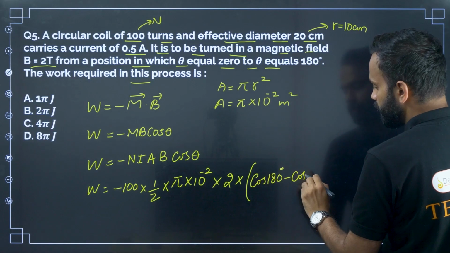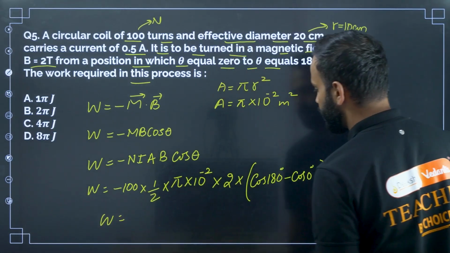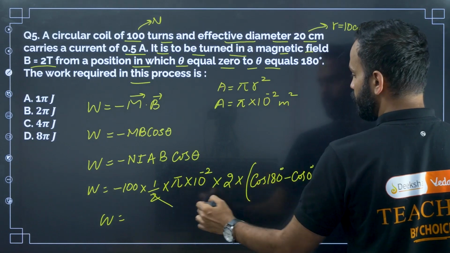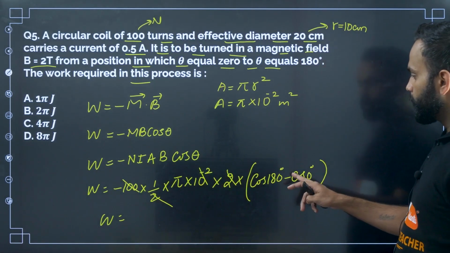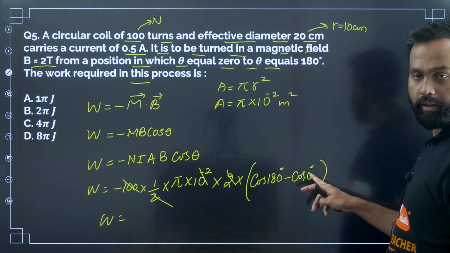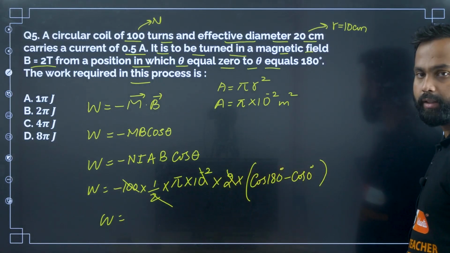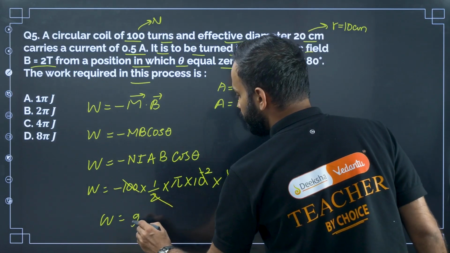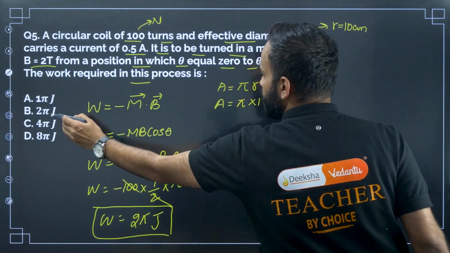minus cos 0 degree. So now W is equal to, here 2 will get cancelled and 10 to the power minus 2, 100 will get cancelled. Cos 180 degree is minus 1, cos 0 degree is 1. So minus 1 minus 1 is minus 2, minus into minus is plus. So 2 pi joules. The correct option is B.